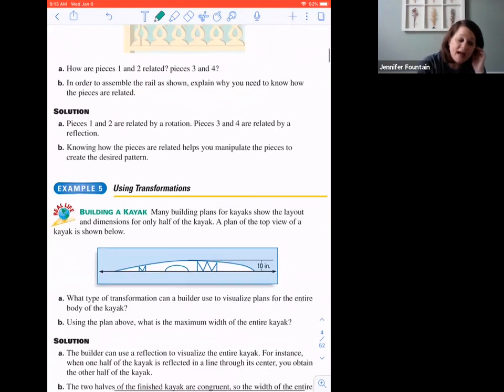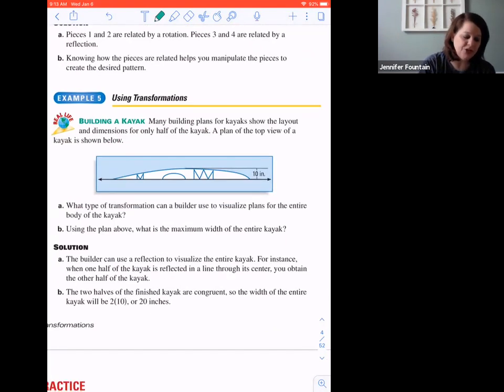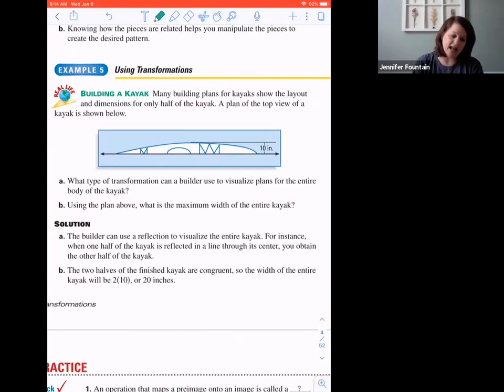All right, example 5, using transformations, building a kayak. Many plans for kayaks show the layout and dimensions for only half of the kayak. A plan of the top view of a kayak is shown. If we saw this, obviously we would need both sides of my kayak to be complete to be able to make it work. So it says, what type of transformation can a builder use to visualize plans for the entire body of the kayak?